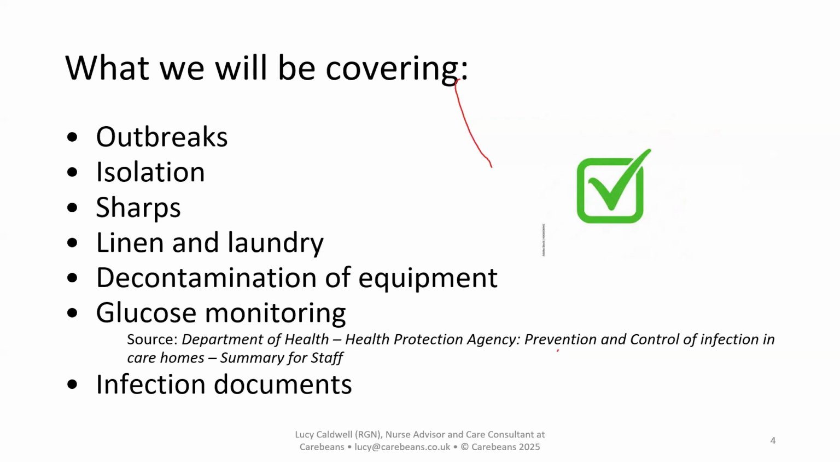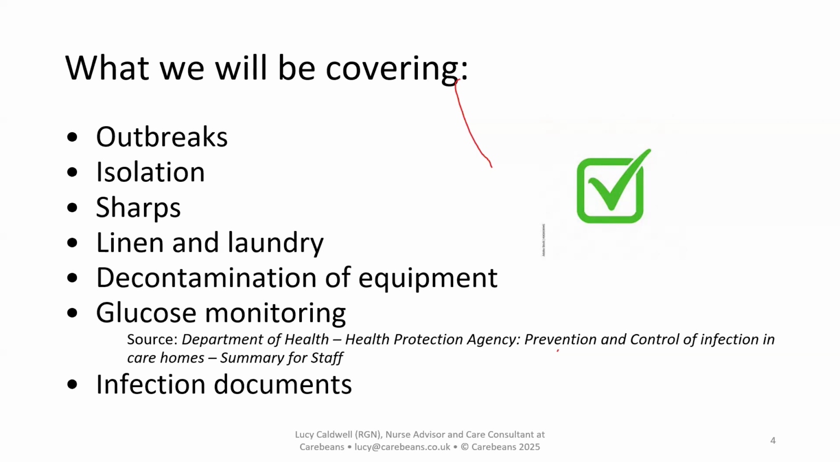We're going to be looking at sharps, linen and laundry, and decontamination of equipment within the care service. Then I'm just going to end on glucose monitoring and have a look at the devices that are available for glucose monitoring and how we prevent infection when we do that. And then finally, we'll go on to the system and look at some infection documents that we've got in place, so care plans, etc.